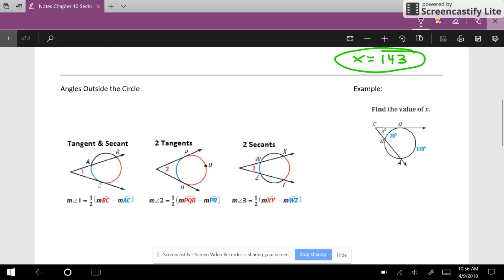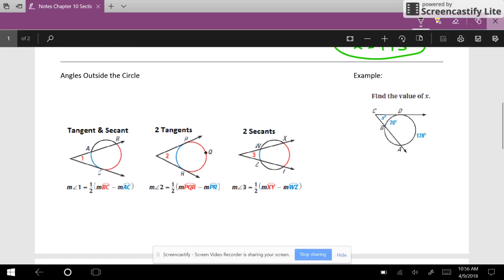In this next section, the last section, you'll see on the bottom there are 3 examples. Each of them do the same thing. It's just that we might have 2 secants. Remember, secants cut through the circle. So you have 2 secants. Maybe you have 2 tangents. Tangents don't cut through the circle, they just touch the circle. Or maybe you have a secant that cuts through the circle and a tangent that just touches the circle.